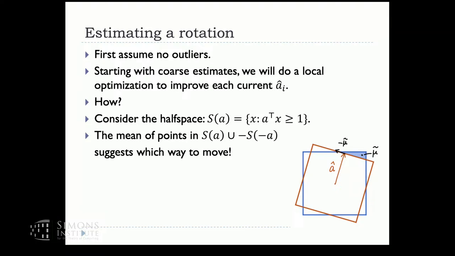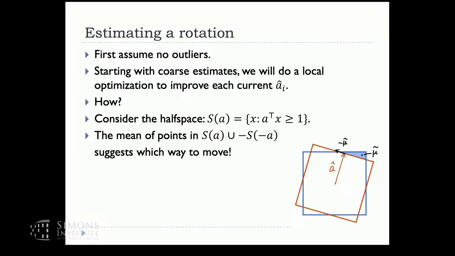So S of A here and minus A for one coordinate. I'm focusing on this one normal, and that has a mean, right? I've reflected this over here, and that has a mean here. That mean is telling you something about the region of error. And what you're going to do is use that mean to tell you which way to rotate.